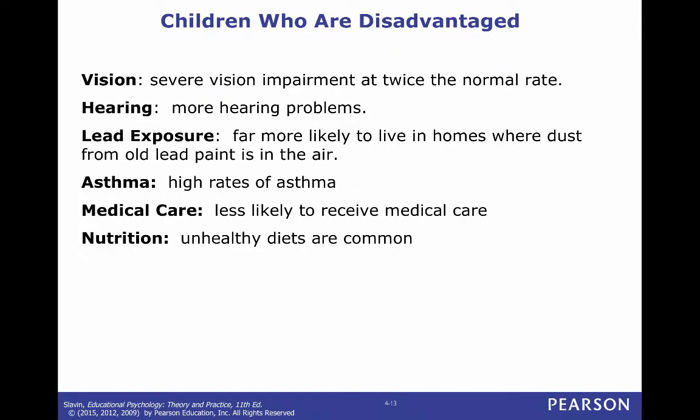Another aspect that happens with children who are disadvantaged is the idea called the opportunity gap, that we don't close that opportunity gap. Children that come from middle or upper class families tend to have their vision checked more often. Children who come from lower socioeconomic status have severe visual impairment at twice the rate of children who come from above socioeconomic families. They tend to have more hearing problems.